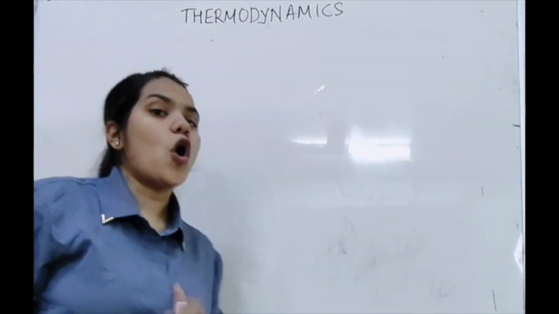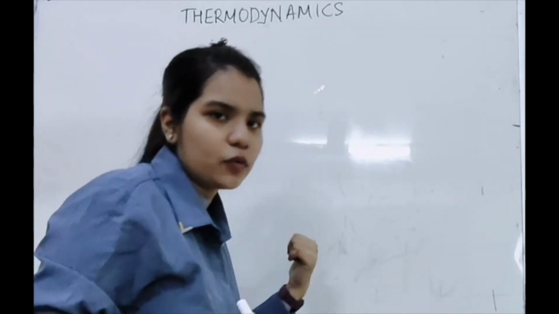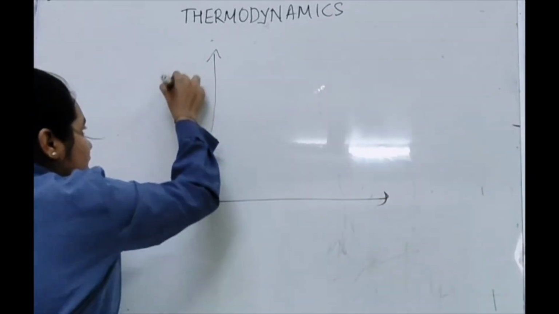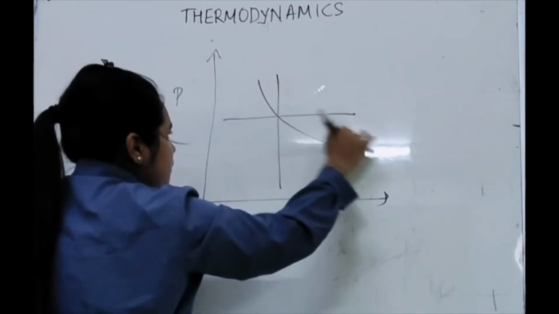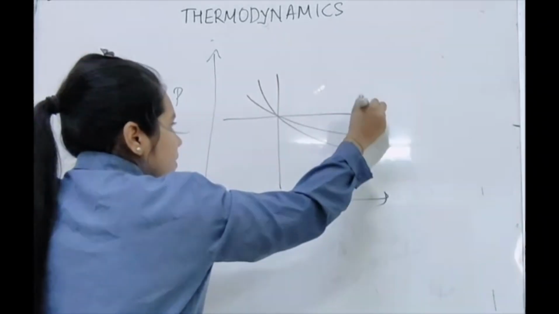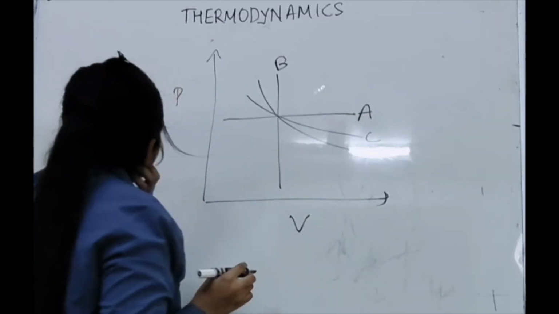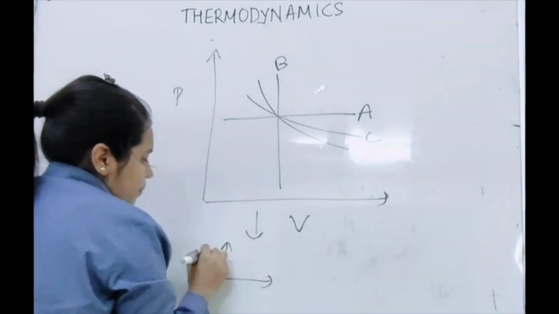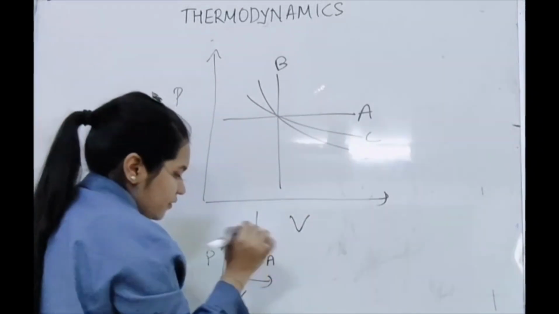Okay, we have seen all the four processes. Let's do a graph and I'll tell you how to identify those processes. P-V graph. Okay, so let's keep this as A, B, C, D. Let's actually split the graph. First one, P-V. Let's take the A. This is the A part.